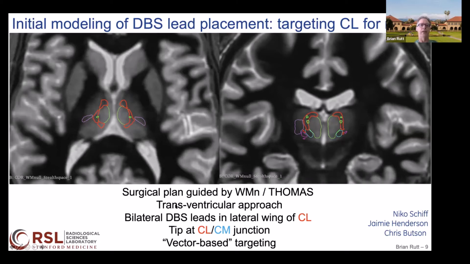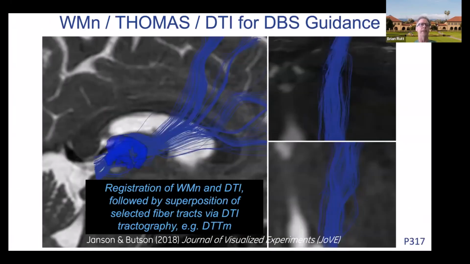So this generally leads to a transventricular approach to placing the DBS electrodes. It's bilateral leads, as I mentioned, in the lateral wing of CL, with a tip at CL-CM, and we call this a vector-based targeting approach. That's a concept where it's not just a point in space we're hoping to target, but a point and a direction, the direction being defined by the DTTM fiber tract. So how do we do that?